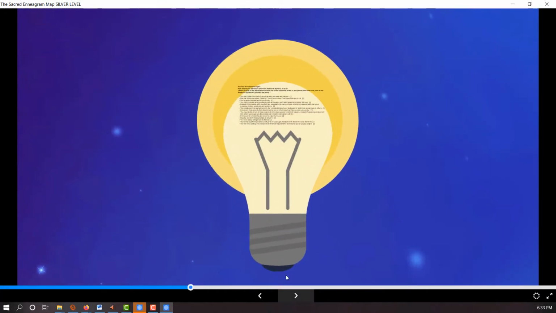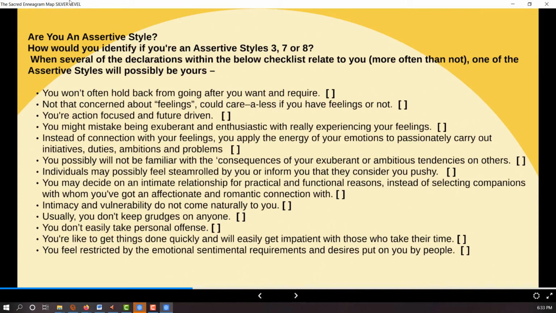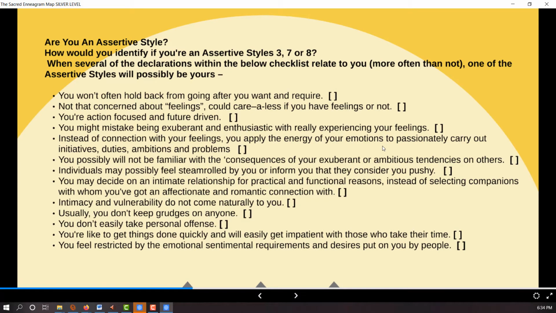And moving on, down in this light globe here, we have a little quiz to determine, are you an assertive style? So you can work through this with your friends to see if they are an assertive style. When several of these declarations within the below checklist relate to you, more often than not, one of the assertive styles will possibly be yours. So you just tick through those, tick the ones that you can relate to in your life to determine, are you an assertive style? And that gives a person more clarification as to what Enneagram type they actually are. So if a person isn't really sure about what Enneagram type or style they are, these quizzes will help determine if they are an assertive style or not.